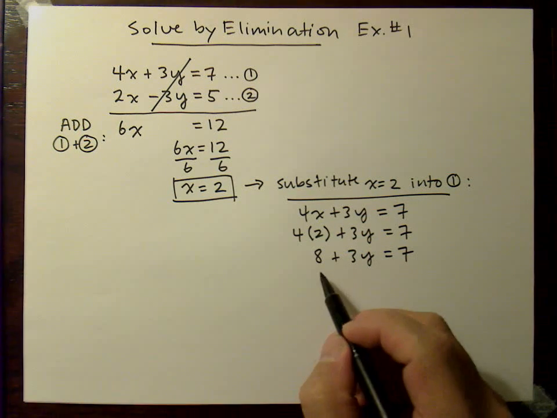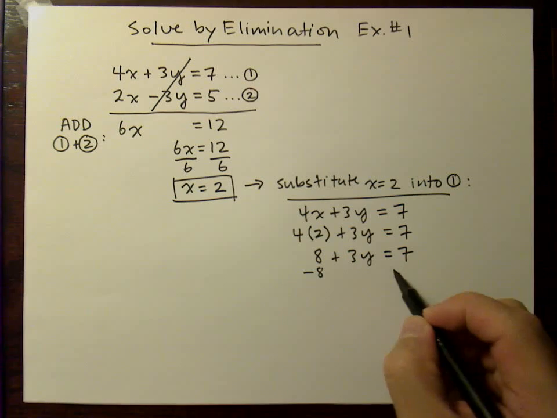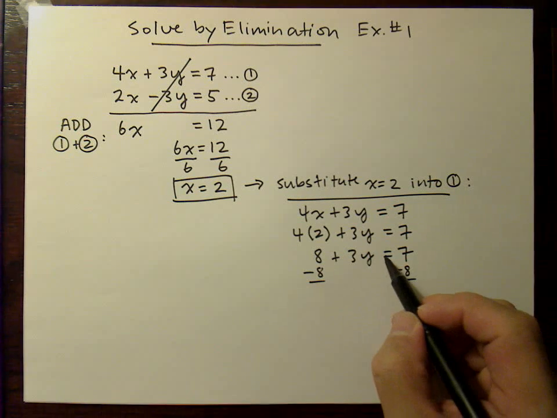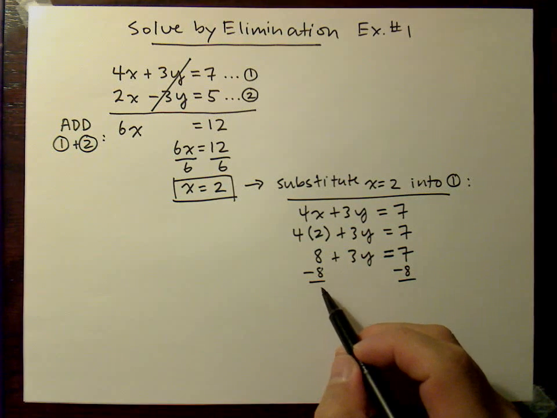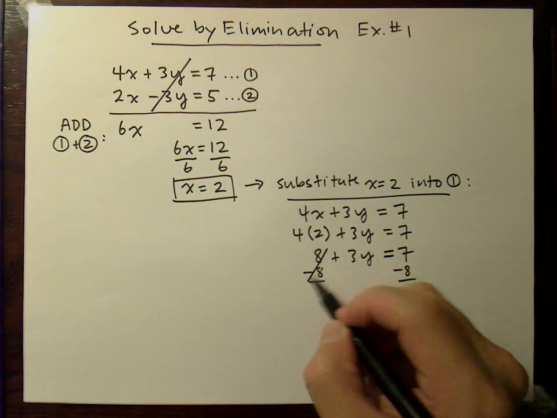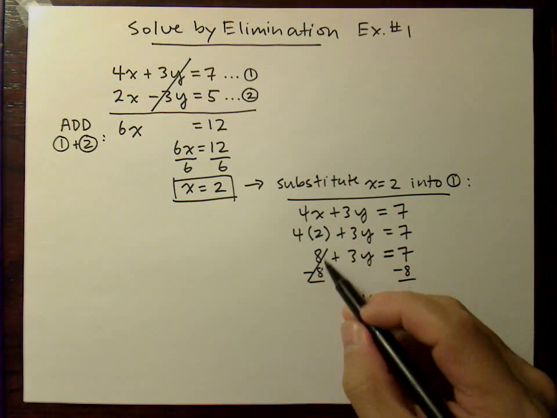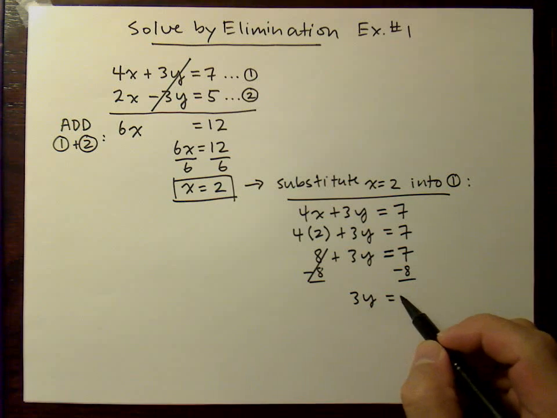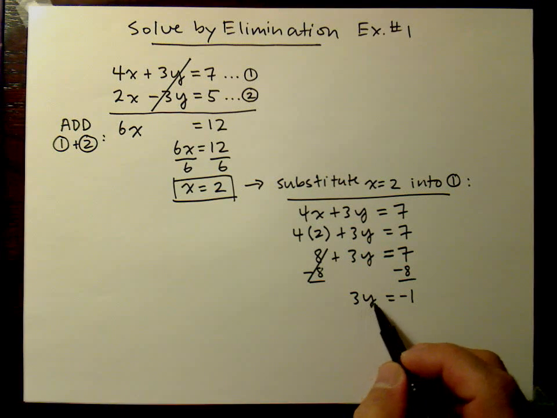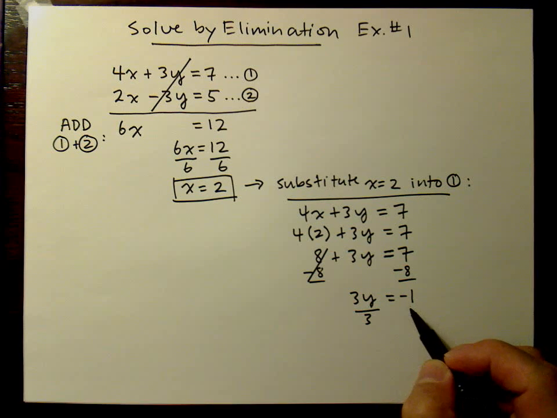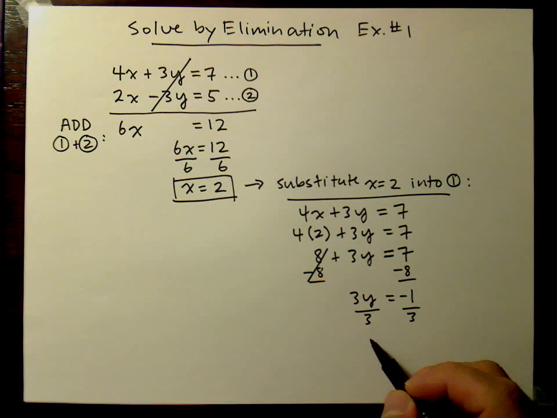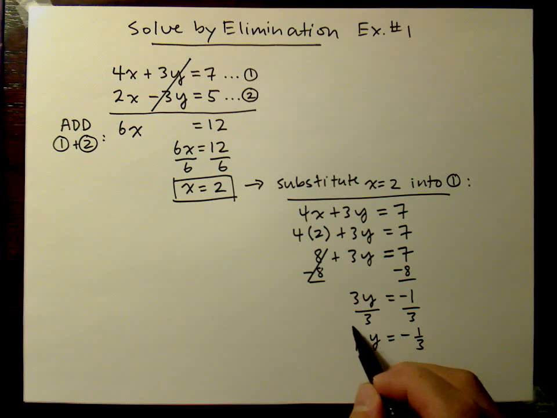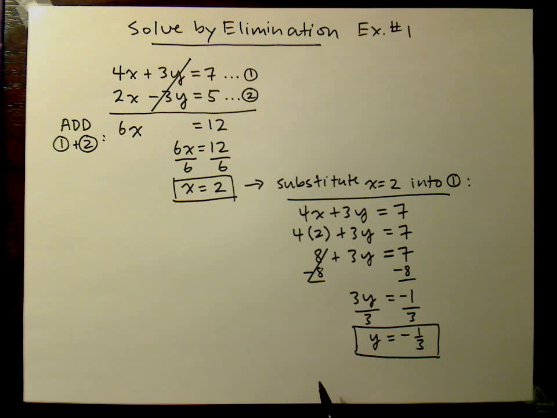In order to isolate the y, first let's get rid of the 8 by subtracting 8 from both sides. Again, we need to do that to both sides because if we don't, then it's no longer equal. That leaves us with just 3y, since 8 minus 8 is 0. And on the other side, we have 7 minus 8, which is negative 1. Again, in order to solve for y, we will divide both sides by 3, and we end up with just y equals negative 1 over 3. And this is the y-coordinate to the solution.